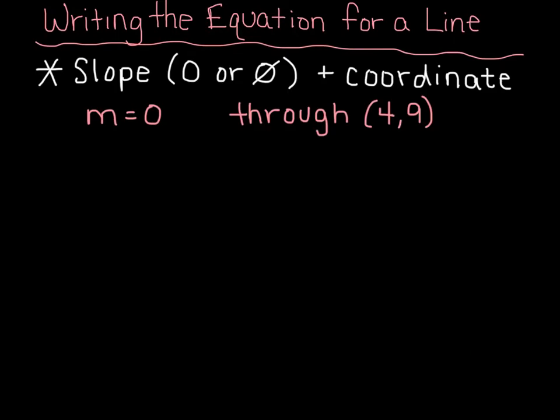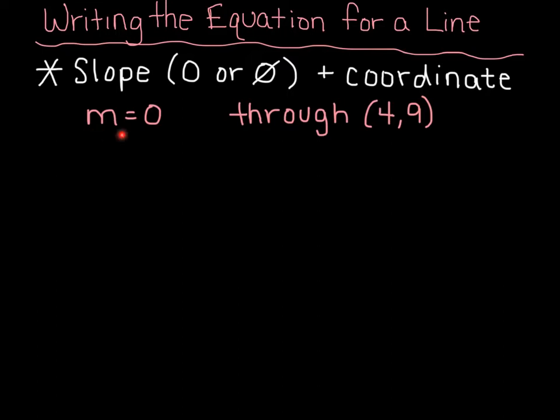Okay, next step would be a line that has either a 0 slope or an undefined slope. That's what these are saying, plus a coordinate that it goes through. So if you look at this, this actually looks like you could use point-slope form because you're given a point and you're given a slope. And you could. That's sort of the long way around, but it would get you to the right answer.